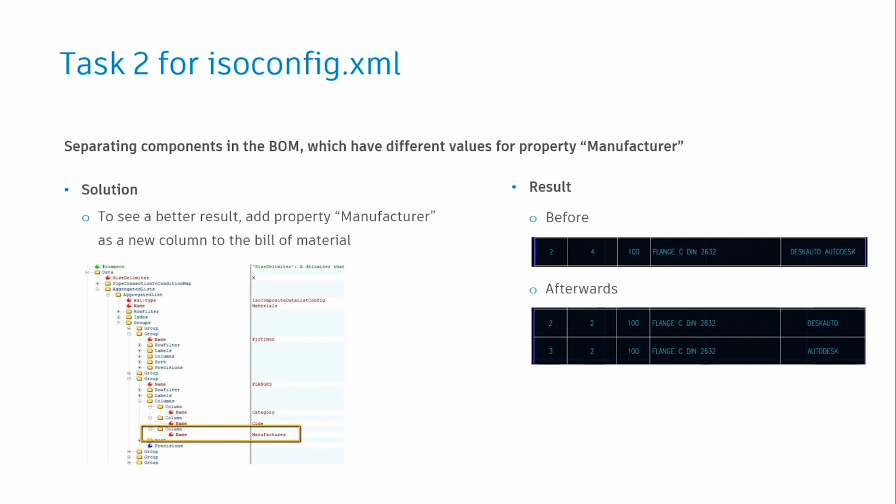Flanges with value Autodesk, but also with a value Desk Auto for property manufacturer are listed as one row in the BOM. To change this, we have to adapt the isoconfig XML in node data. But before, to make it more visible, we have to add a new column manufacturer to the bill of material. So this is a column manufacturer.